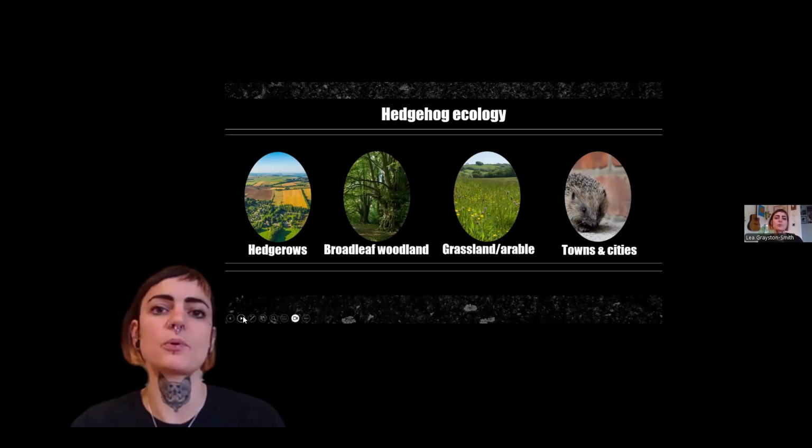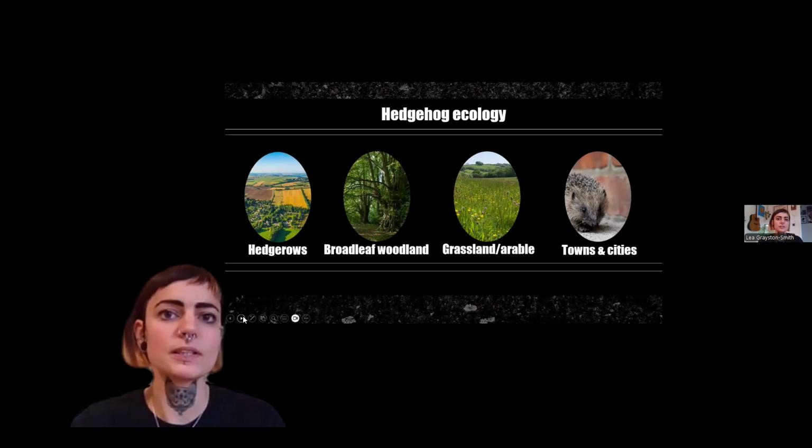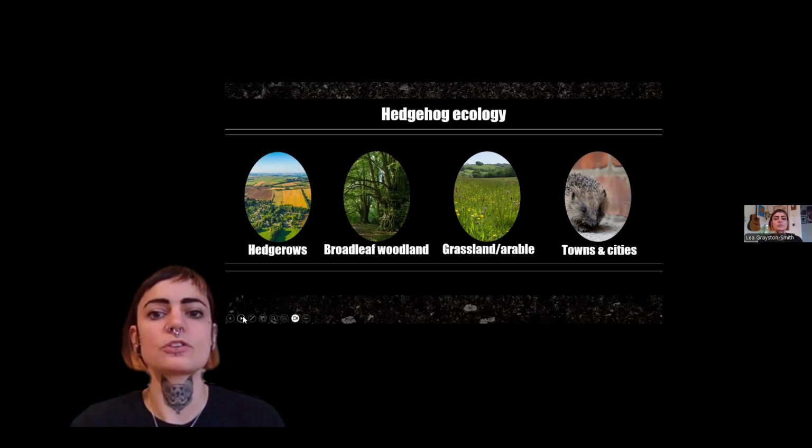And we used to find them quite widespread across the UK in a range of rural and urban habitats. So you'd often find them in places where there were hedgerows, broadleaf woodland, open pasture, grassland, and arable. So anywhere that was a green space which had a range of hedgerows and open space.